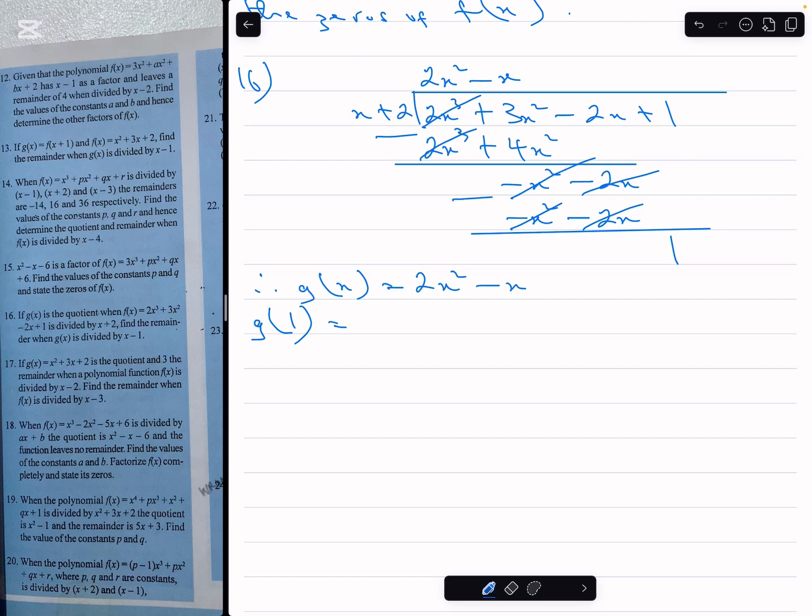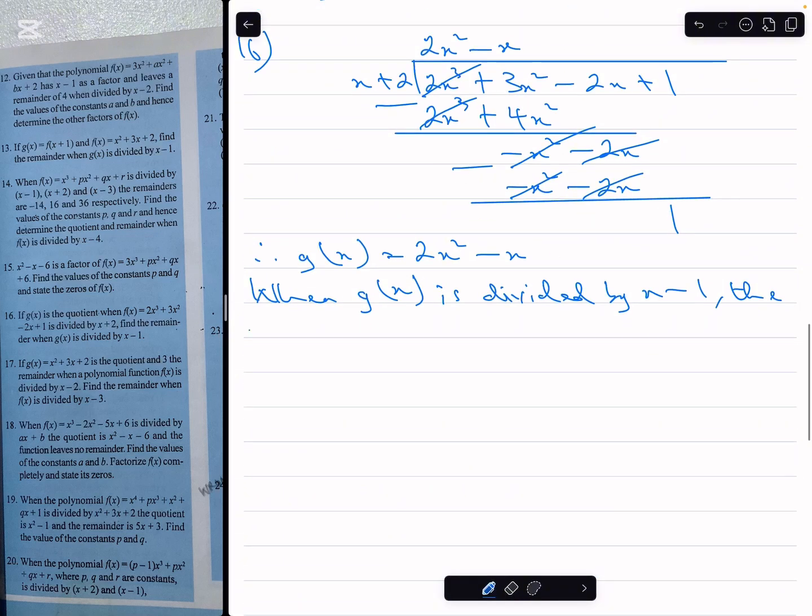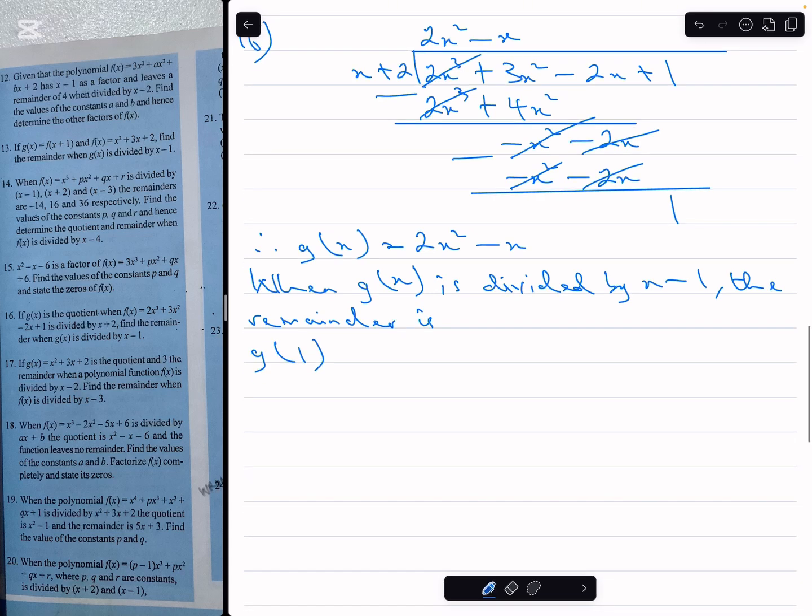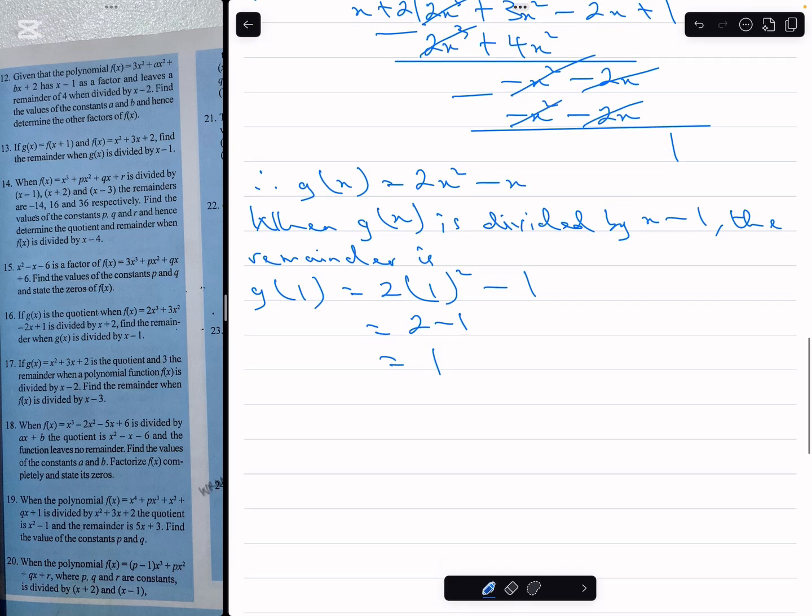G of 1 equals, I can write this, when g of x is divided by x minus 1. They are saying when g of x itself is divided by x minus 1, what's the remainder? The remainder is g of 1. And that's 2 times the square of 1 minus 1, and that's 2 minus 1, which is 1. The remainder is also 1.